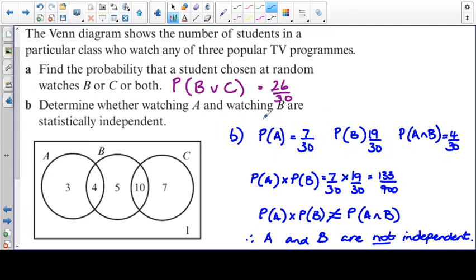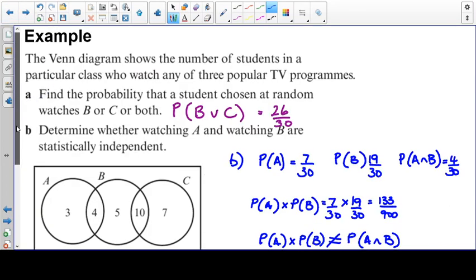Okay, so if you are proving whether something is independent or not, you've got to show the same approach. You're basically either showing that this is true, that these two equal that, or these two don't equal that, and then you need to make some sort of final statement to say whether they are independent or whether they're not.